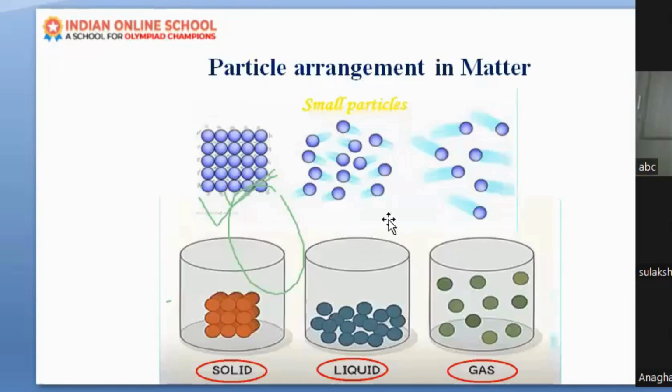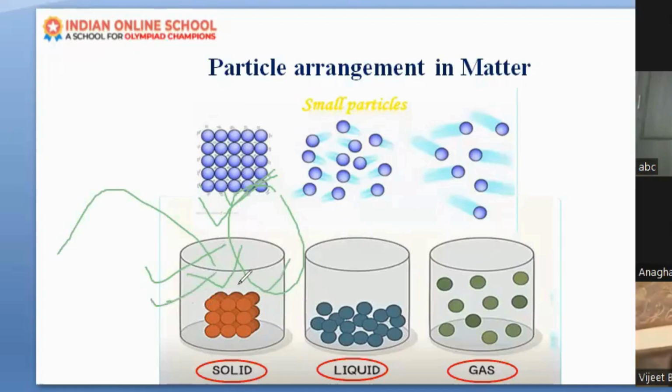Now, let me give you one example. In this slide, let's see the solid. I have a wooden plank, a wood object, and I am keeping that wood object in this container. Will the wood object take the whole space, the whole volume of the container? No, ma'am, it will not.